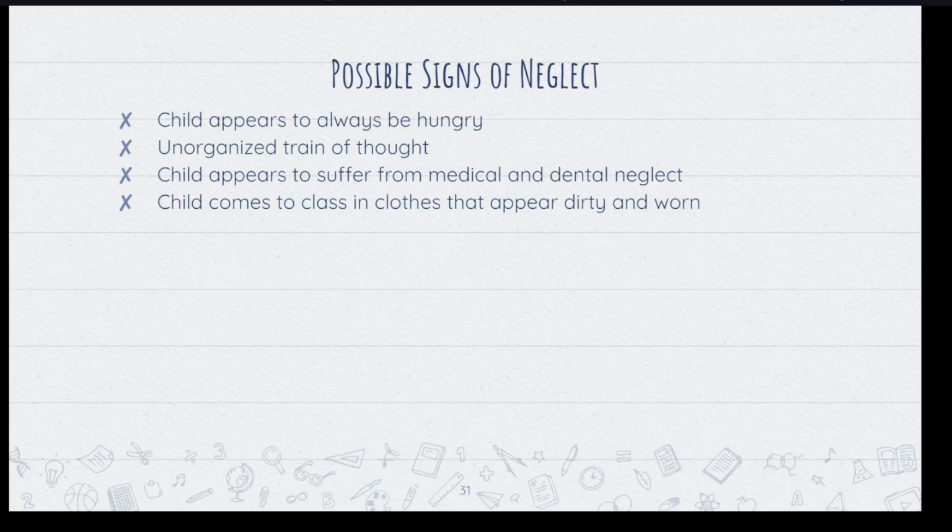Some possible signs of neglect. The child appears to always be hungry. They're unorganized. They have an unorganized train of thought. The child appears to suffer from medical and dental neglect, and the child comes to class in clothes that appear dirty or worn.